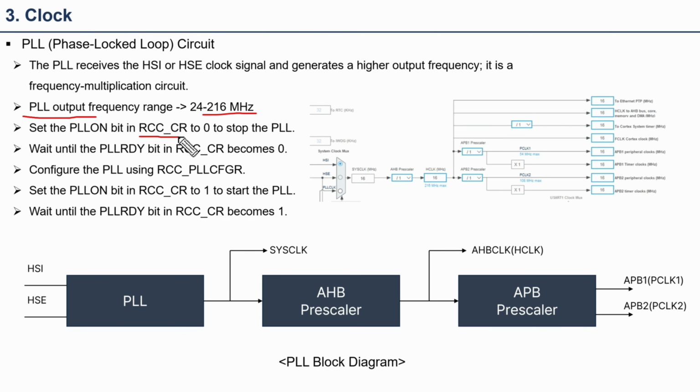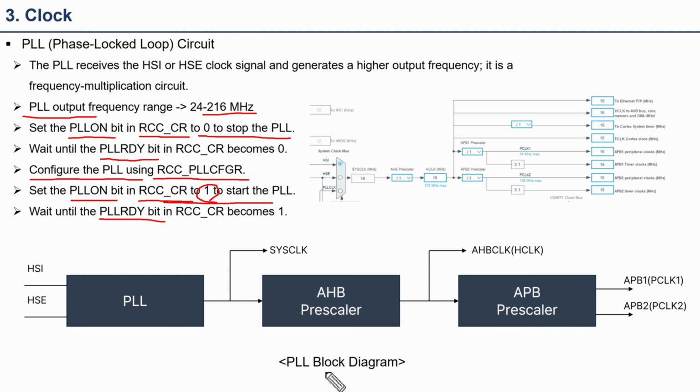This is the RCC control register. First, stop the PLL by clearing the PLLON bit in this register. Next, check that the PLLRDY bit is 0 to confirm that the PLL has stopped. Then configure the PLL using the RCC PLL configuration register. Then restart the PLL by setting the PLLON bit back to 1. Finally, check that the PLLRDY bit is 1 to confirm successful configuration and operation. We'll cover these details later.